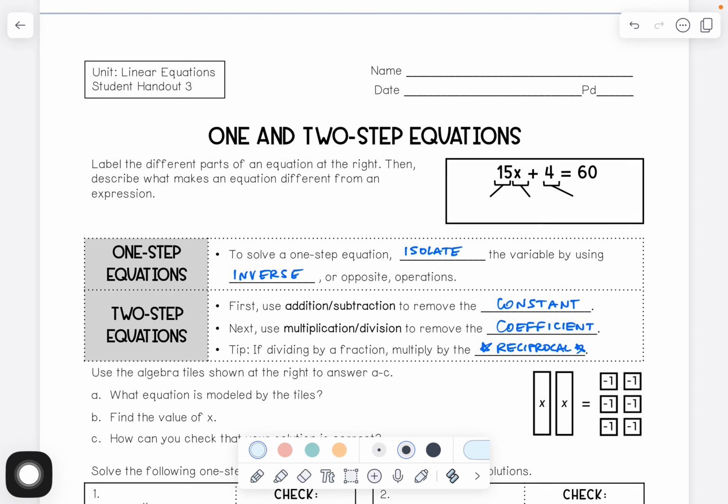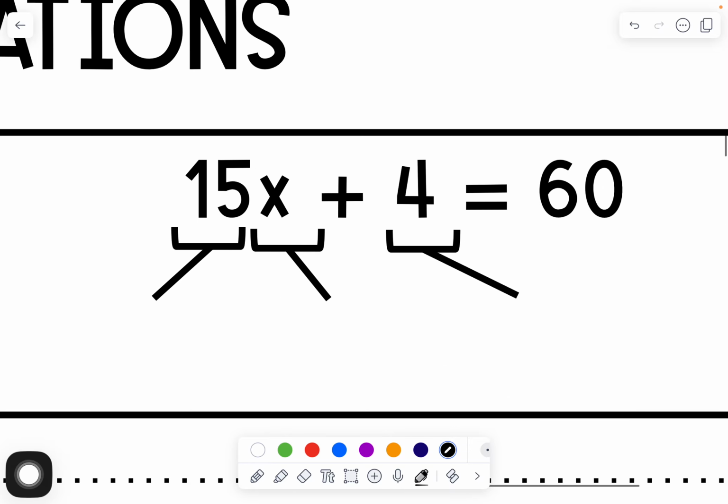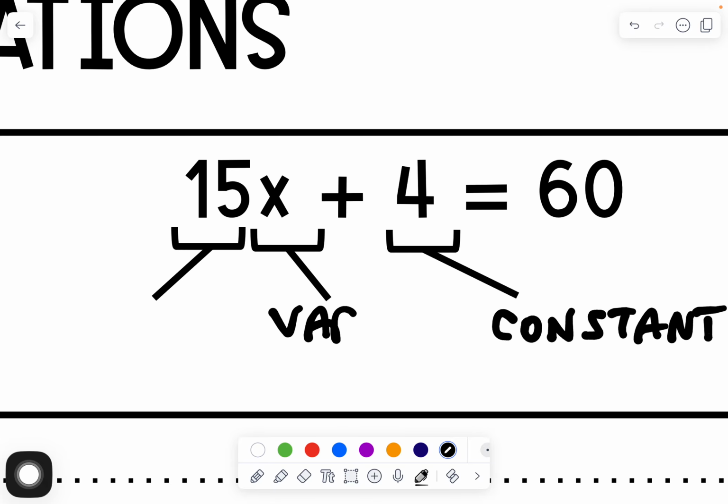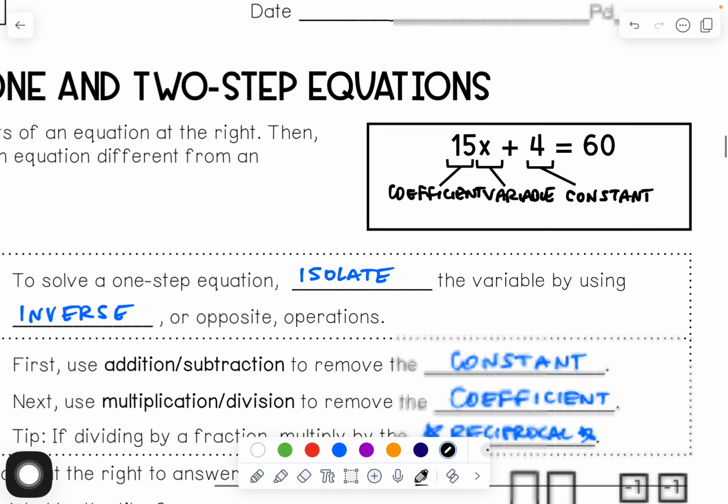All right, so here we are with lesson 3, which is 1 and 2-step equations. If we label the different parts of the equation here, don't forget, we talked about this the last couple of days. This is the constant, which is the number with no variable. This would be the variable, the x, and then the 15 is what we call the coefficient, the number in front of the variable. All important vocab words when we're solving equations.